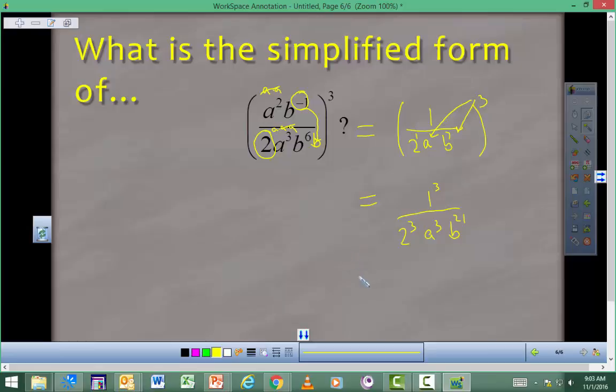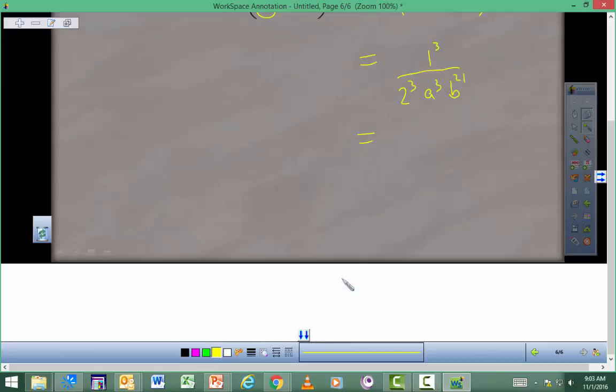And so now we simplify this one more step. 1 cubed, of course, is just 1. What's 2 cubed? 8. Well, that's 2 times 2 times 2, right? Which is 8. A cubed, b to the 21 power. Everything's written with positive exponents, so we are done.